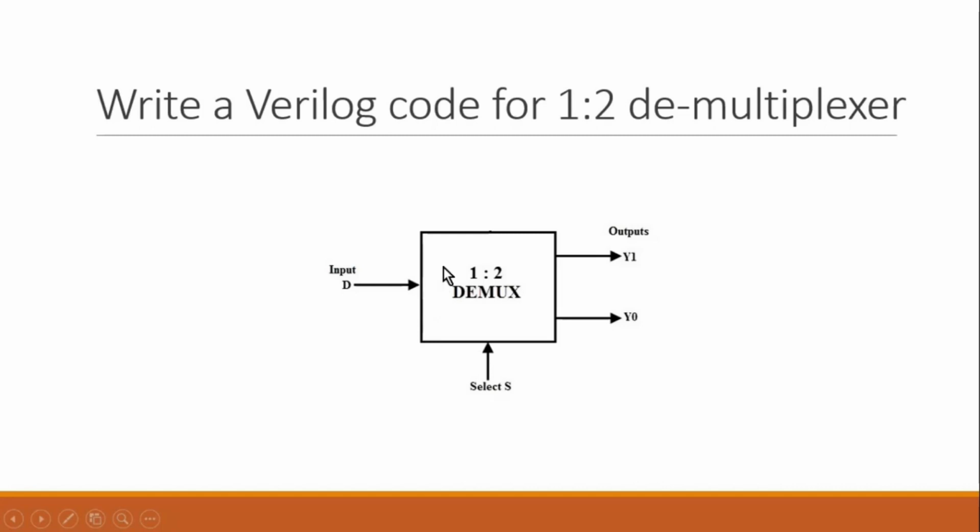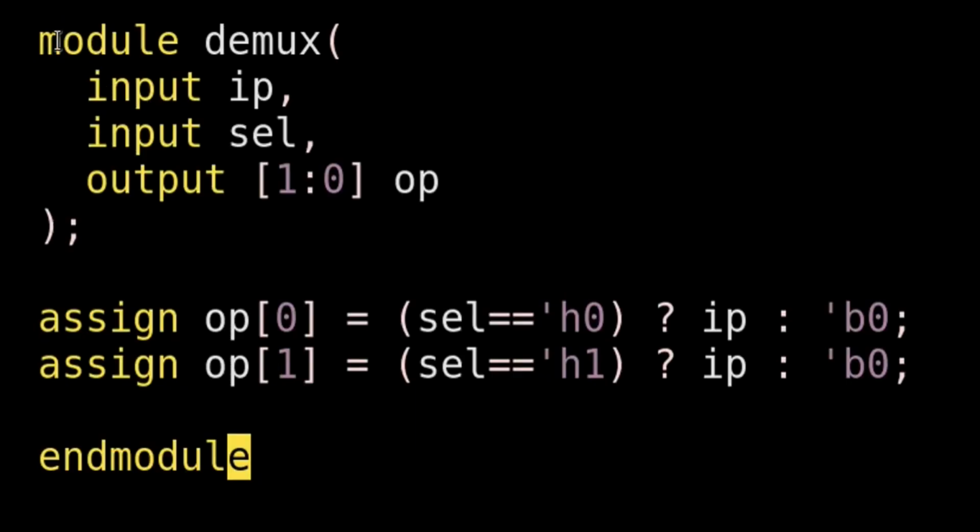Before going into the coding of 1:2 demultiplexer, let us see what is its behavior. Whenever select line is 0, whatever is available at its input should be passed at Y0 output. And when select line is 1, whatever is available at its input should be passed at Y1. Now let us see its Verilog code. Verilog code is shown on your screen.